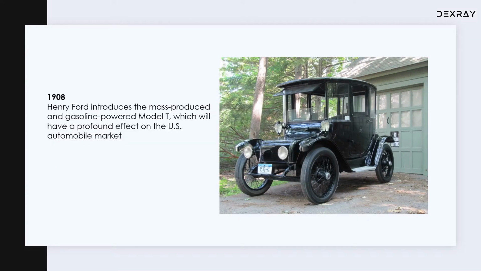Henry Ford wanted to build automobiles which were practical, affordable transportation for the common man. And in 1908, Henry Ford introduces the mass-produced and gasoline-powered Model T, which will have a profound effect on the US automobile market. And so it quickly became popular for its low cost, durability, versatility, and ease of maintenance.